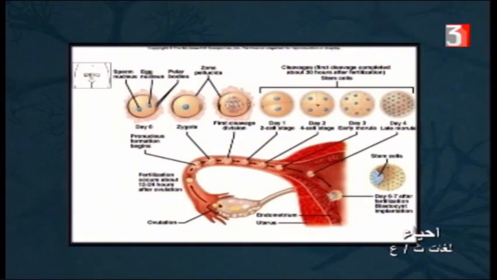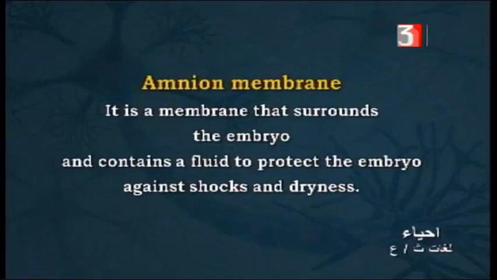Okay, this is ovulation, the stage during which the ovary produces the ovum. Ovulation occurs around day 14 and the ovum reaches the uterus. Amnion membrane. What is the amnion membrane? It is the membrane that surrounds the embryo and contains fluid to protect the embryo against shocks and dryness. To be in the correct state, the baby must be surrounded with fluid. This fluid protects the embryo against dryness and shocks.